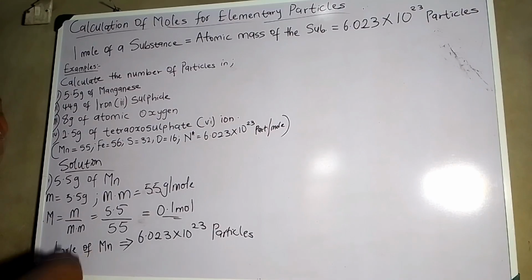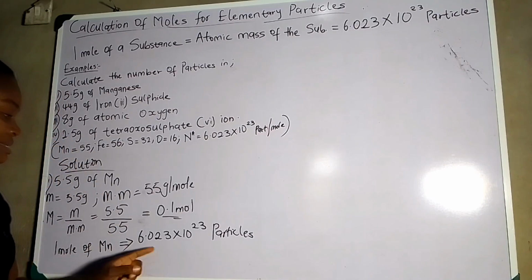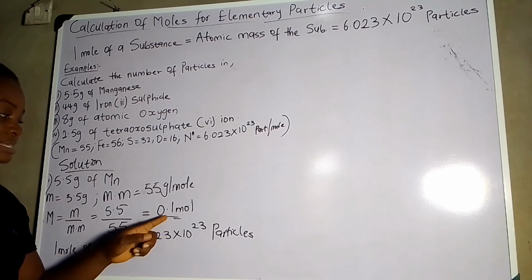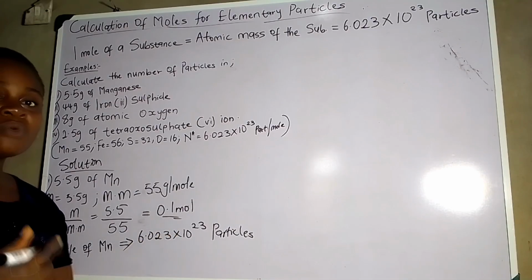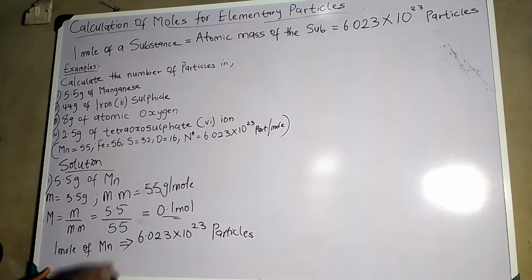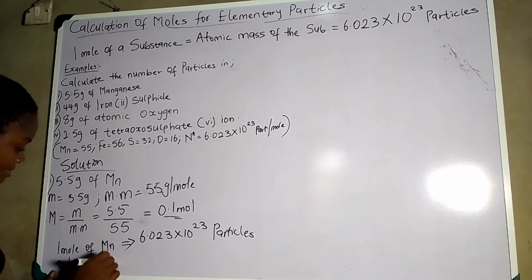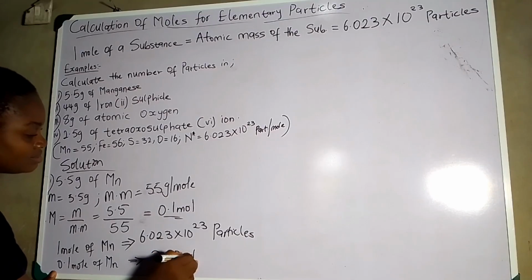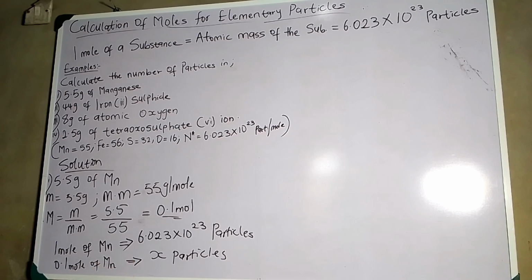If 1 mole of any substance, be it an element, a compound, or an ion, is equal to this number of particles, what is the number of atoms that is contained in this 0.1 mole of manganese? We do not know. That is the one we are asked to find out. So what do we do? This 0.1 mole will come under this 1 mole of manganese atom. We contain X particles. I call it X because we do not know the number of particles that it contained.